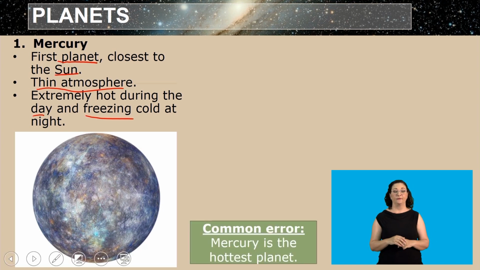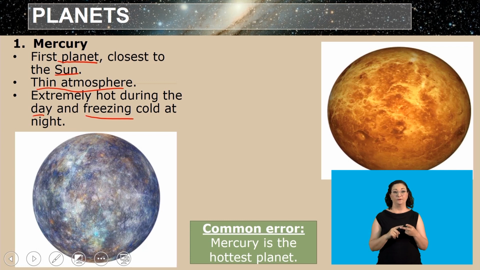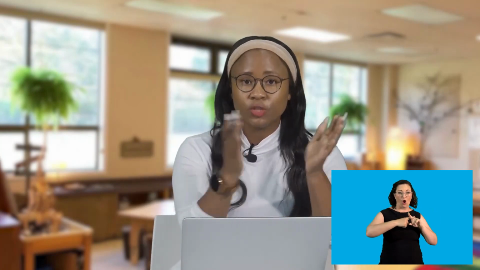And then the second planet that comes next to that. Please, before I talk about the second planet, let us look at the common error that you are not supposed to make. Mercury is the hottest planet. We are assuming that Mercury is the hottest planet because it is the first planet from the sun. And you think because it's the closest to the sun, therefore it is the hottest planet, but that is not the case. The hottest planet of all the planets is the second planet, which is Venus.